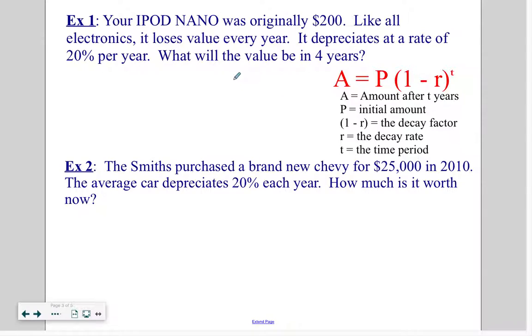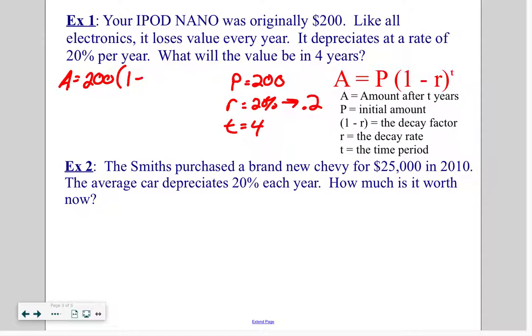So let's see here. My starting amount is $200. The rate that it's decreasing by now is 20%, which I would write as a decimal. Divide that 20 by 100, you get 0.2. And we're wondering about the value of that Nano after 4 years. So our answer or amount will be $200 times 1 minus that 20% as a decimal, raised to the power of 4.